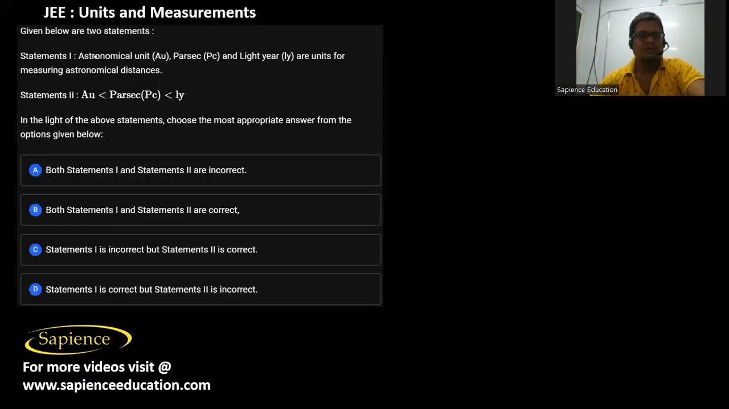Then here it is told, given below are two statements. Astronomical unit, parsec and light year are units for measuring astronomical distances. Statement 2 says parsec is more than astronomical unit and less than light year. Oh, that is false.